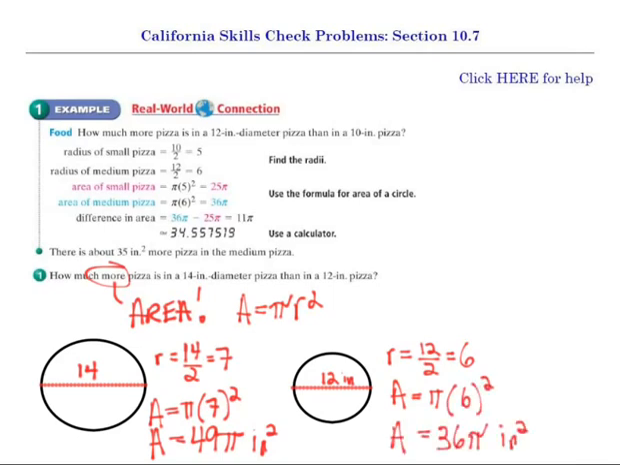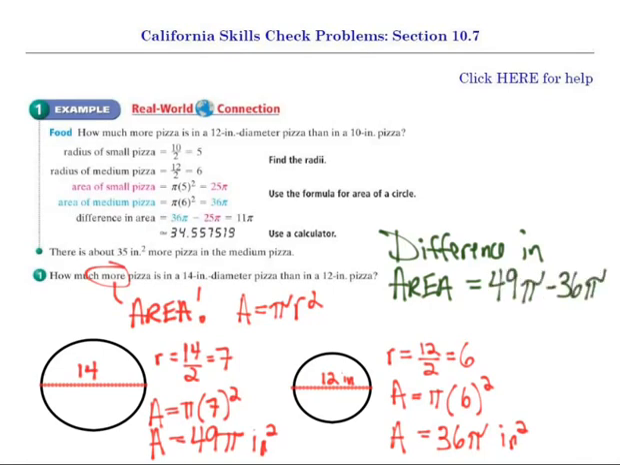Now, I'm not done yet because it's asked for how much more. And so what I need to do is actually subtract, take the difference in areas. So this is why I left it in terms of pi. I get 49 pi minus 36 pi, which is 13 pi square inches. That's an exact answer. And you could approximate it by using 3.14 or the pi button on your calculator, whatever you want. You would get around 40.8 square inches more.